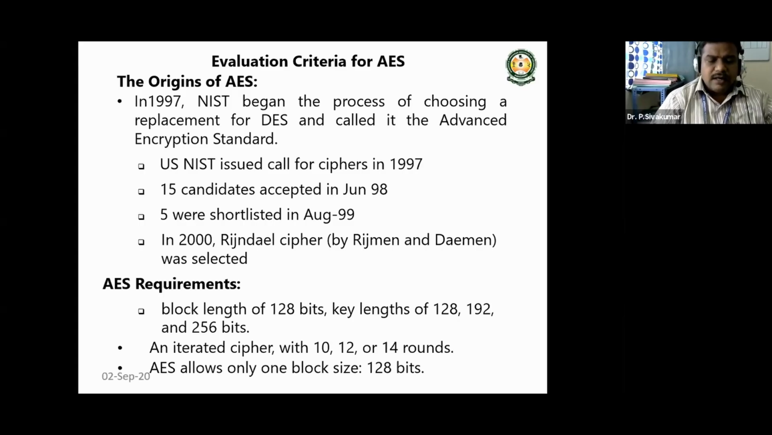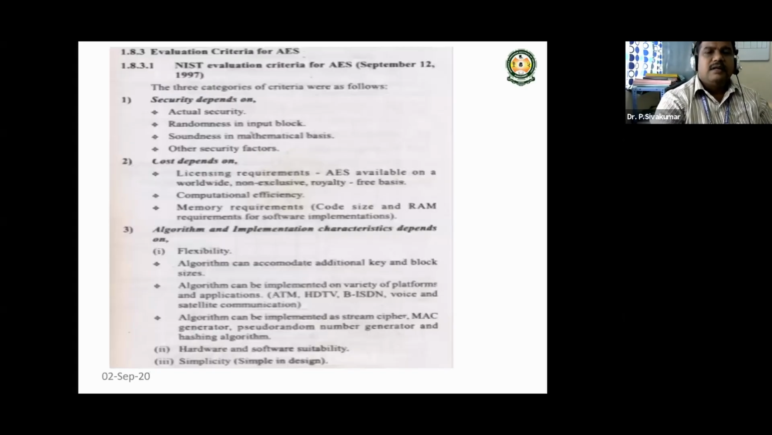Okay, another thing, it is an iterative cipher. Normally DES is a Feistel cipher, but AES is an iterated cipher. Okay, this is the requirement of AES. Next one, the evaluation criteria of AES.